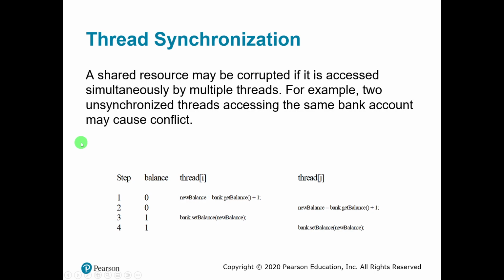A shared resource can be corrupted if it's accessed simultaneously by multiple threads. So our account is being accessed by 100 threads at the same time for all intents and purposes. Okay, so we know they don't quite execute at the same time, but they're all trying to execute at the same time. For example, if we just had two threads accessing the same bank account, here's what could happen.